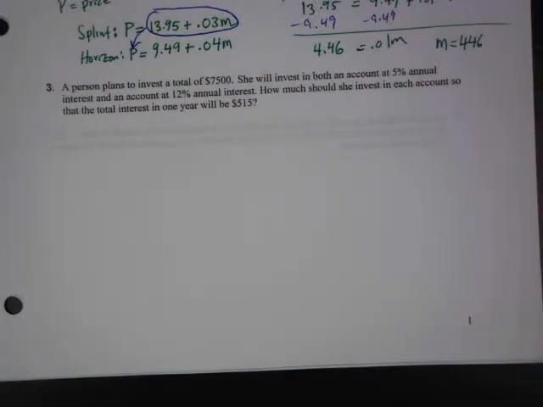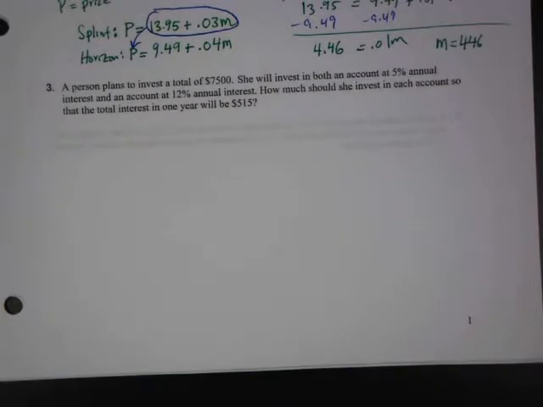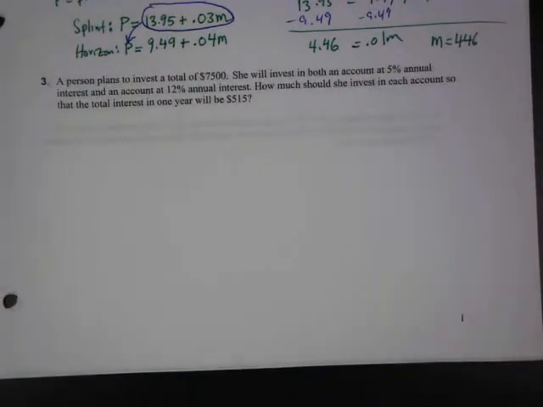All right, so once again, I asked the question: what are we looking for? How much should she invest in each account so the total interest in 1 year will be $515? Correct. So what we're looking for is how much money she put in each account. So again, we need how many letters? 2, because we have 2 accounts. What do we want to call the letters?